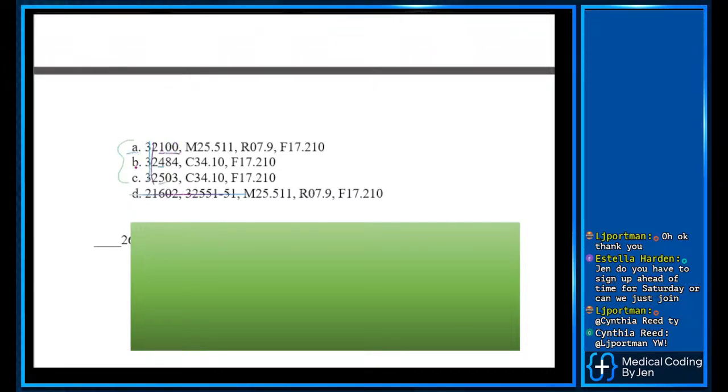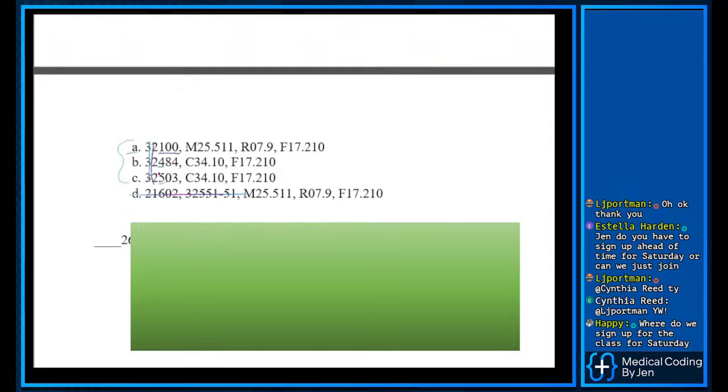So I'd be curious about A or B, but we can find out what our headers are first. What's our headers for 32100? Does anybody know what the headers are for 32110? I'm looking for a blue header and a red header.